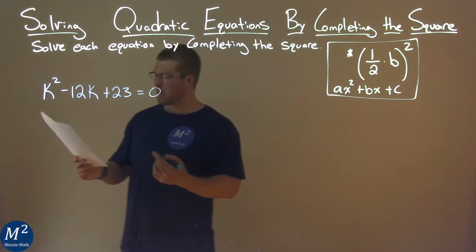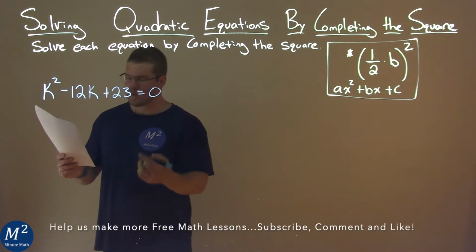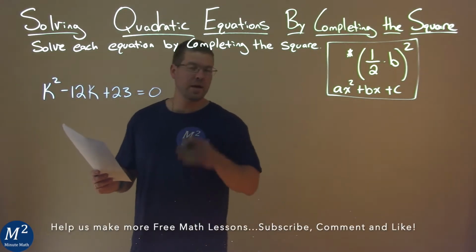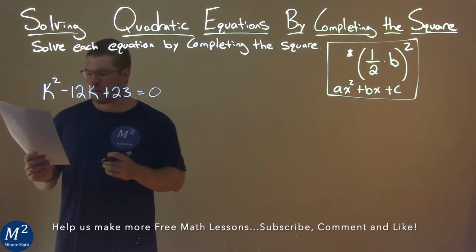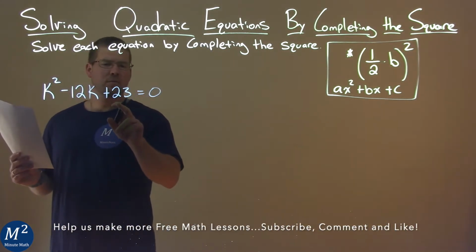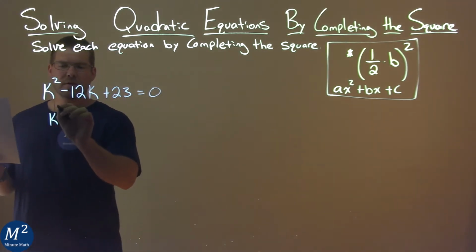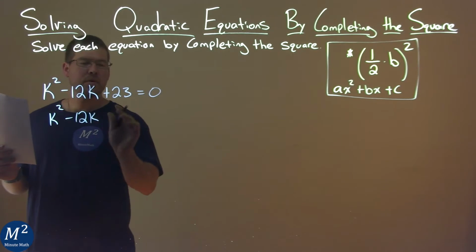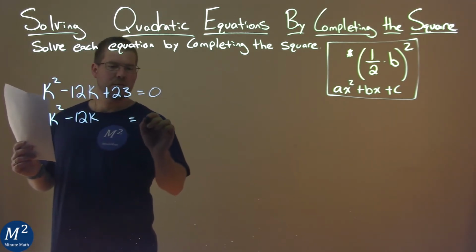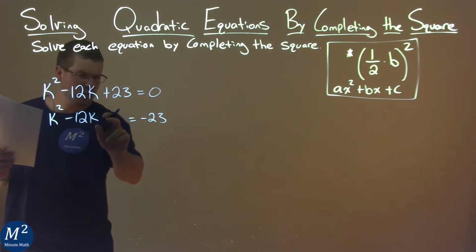We're given this problem right here. k squared minus 12k plus 23 equals 0. And we need to solve this by completing the square. First thing I want to do is subtract a 23 from both sides of the equation. So we have k squared minus 12k, and then subtracting the 23 gives me a negative 23 on the right. I'll notice I left space here.